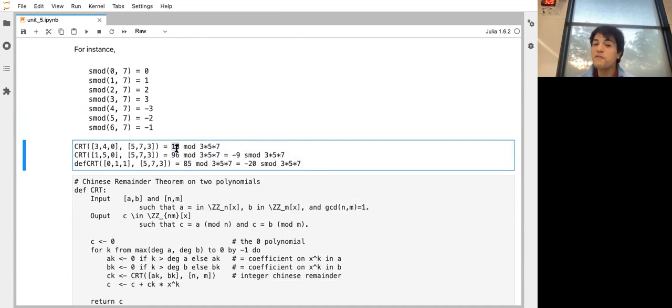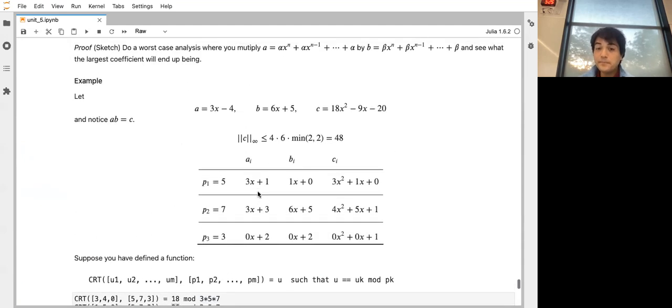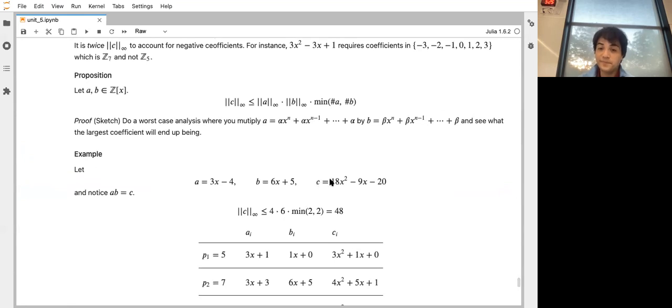If we move from the mod to the symmetric mod, you end up recovering those negative coefficients that you were expecting. So 18 S mod 3 by 5 by 7 is just 18. 96 actually goes to minus 9, and 85 actually goes to minus 20. And if you look here, those are exactly the coefficients that we were searching for.